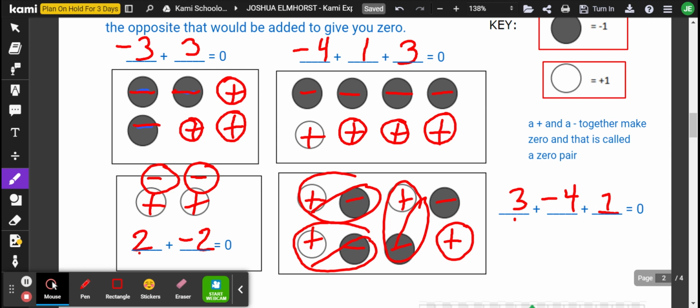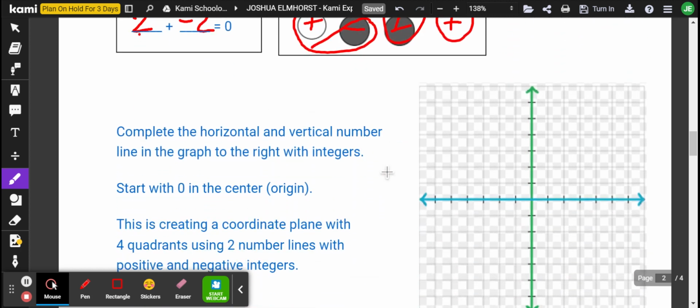All right. Complete the horizontal and vertical number lines in the graph to the right with integers. You're going to start with 0 in the center, otherwise known as the origin. As we do this, we are creating a coordinate plane with 4 quadrants using 2 number lines with positive and negative integers.